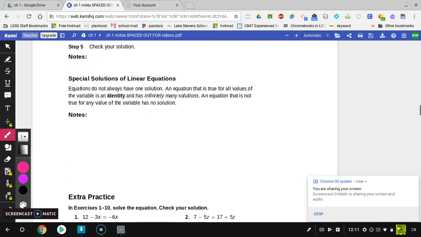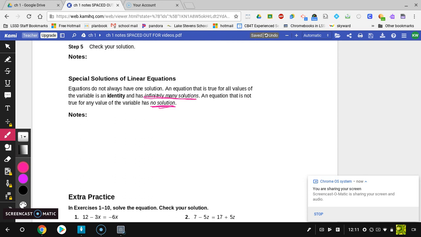Okay, so special solutions. So equations may not always just have one solution. An equation that's true for all values is called an identity. And the way we're going to answer that is we're going to say it has infinitely many solutions. An equation that is not true for any value is going to be no solution. So these are going to be two of our special cases that we're going to come across.